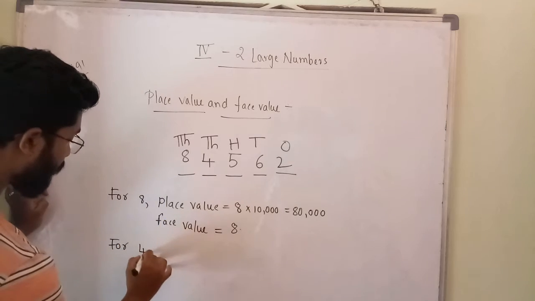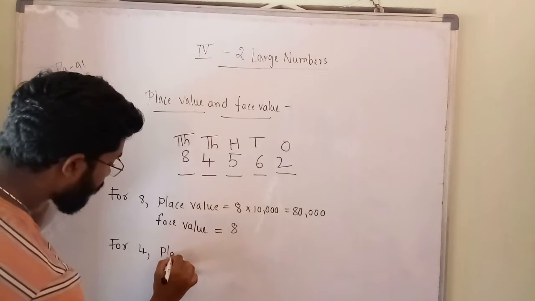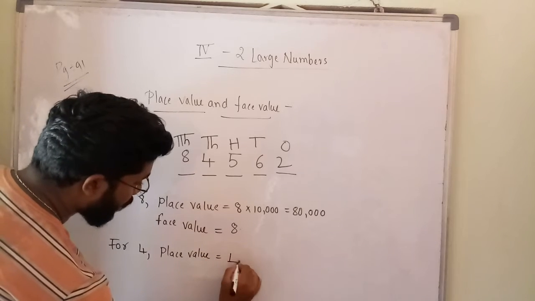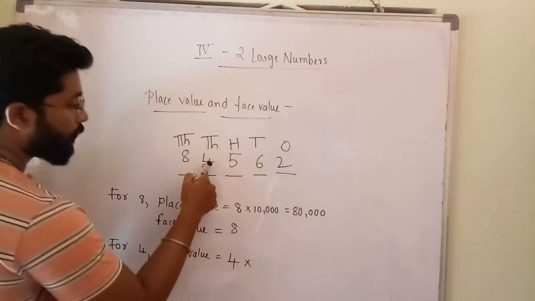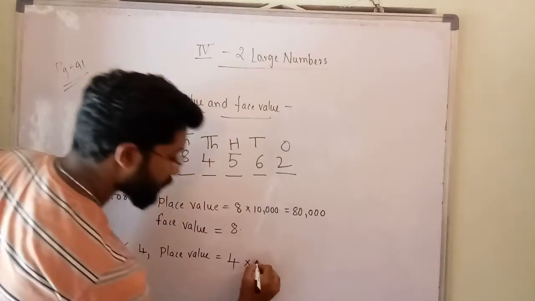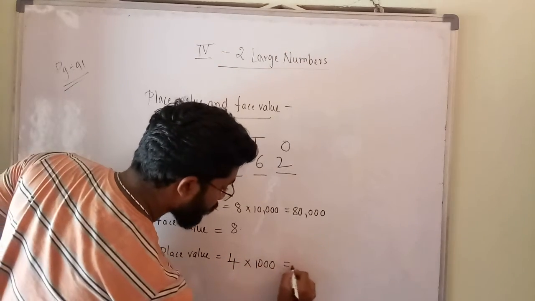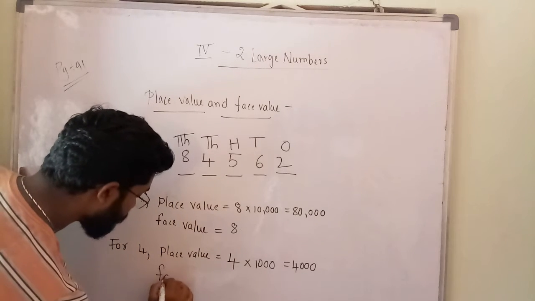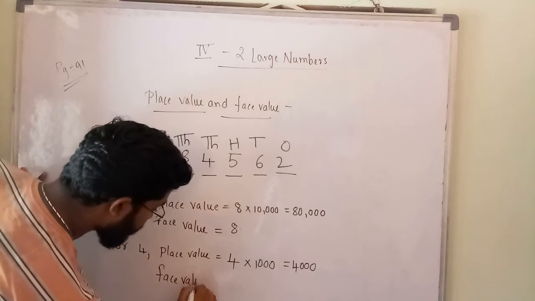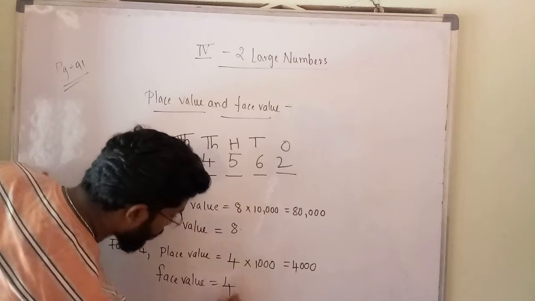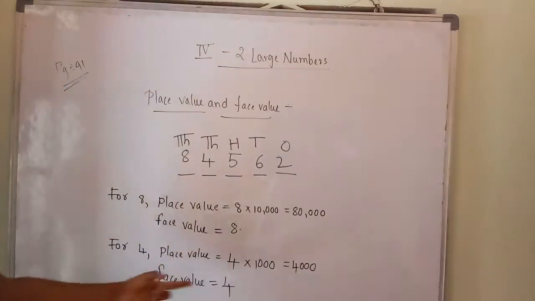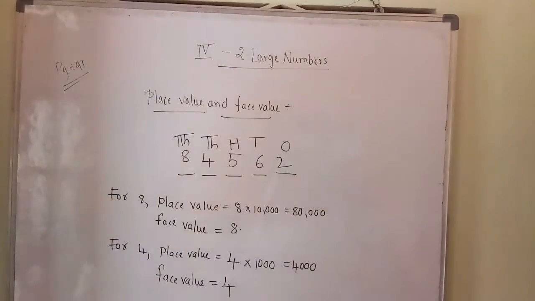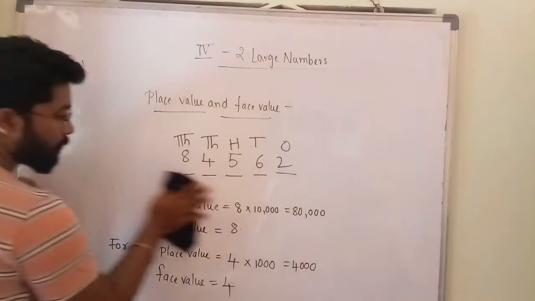Next, 4. For 4, what is the place value? We are finding for 4, no? 4 is in which place? The thousands place. So 4,000 is the place value. What is the face value of 4? The face value of 4 is 4 only. Okay, so for 8 and 4 we have completed, no?